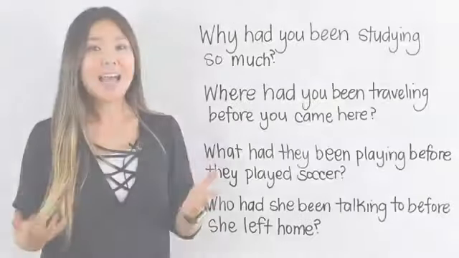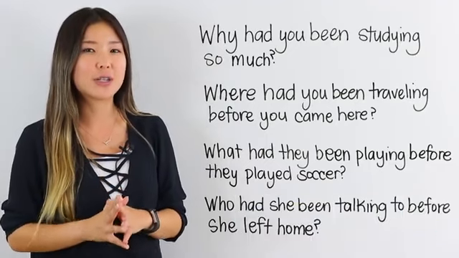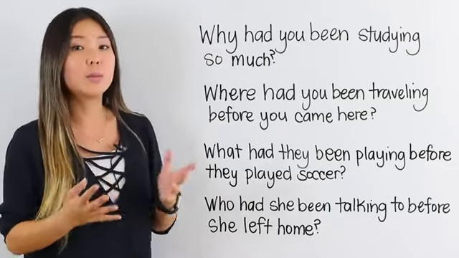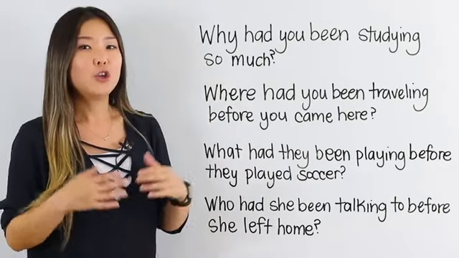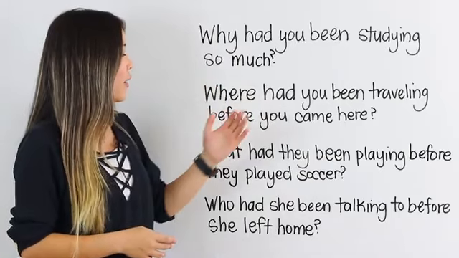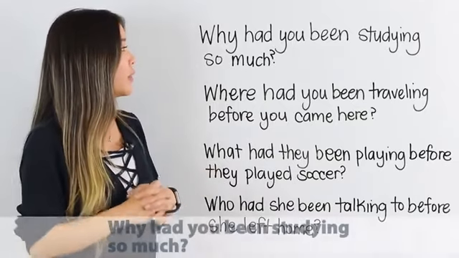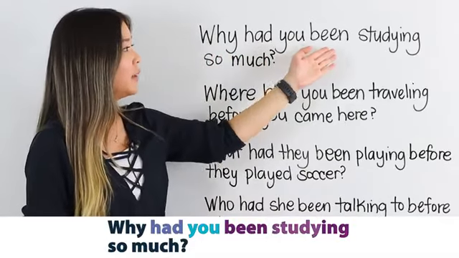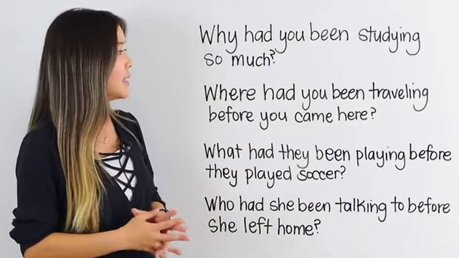Let's move on. Now, I'll introduce how to form WH questions in the past perfect continuous tense. Take a look at these examples. You'll notice that they all start with a WH word. Why, where, what, and who. You might also have noticed that after we have had. Why had, where had, what had, and who had. In the first question, after that comes the subject. Why had you? And then been, verb ing. And that's the same pattern we follow for all of these sentences.